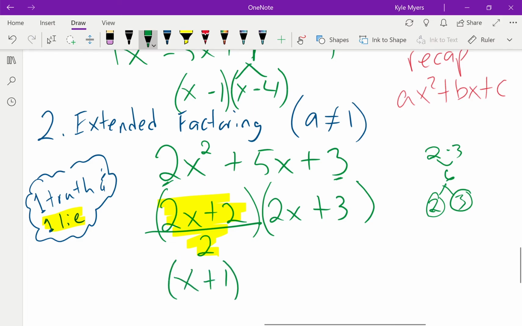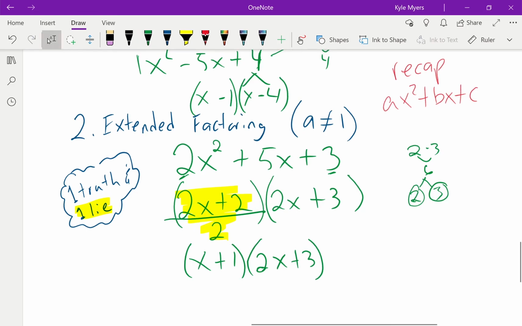Right? So if I divide it, I get x plus 1. 2x over 2, that's x. 2 over 2 is 1. And this other guy was the truth. The truth will set you free. And that is your answer. I almost boxed it because I felt so proud of myself. Look at that. Okay. So there we go. Extended factoring.